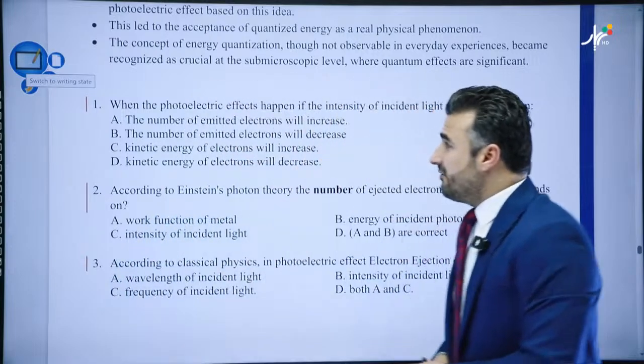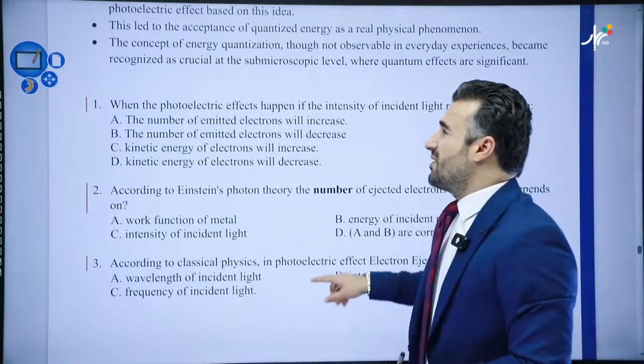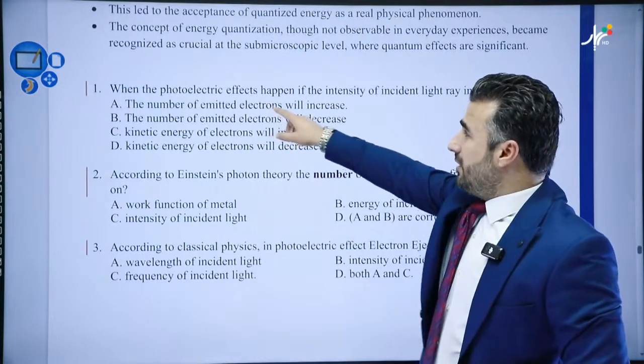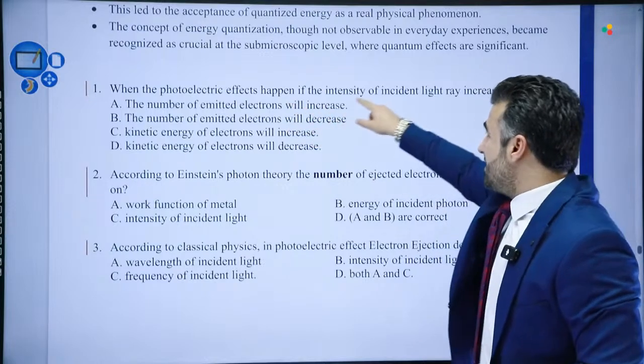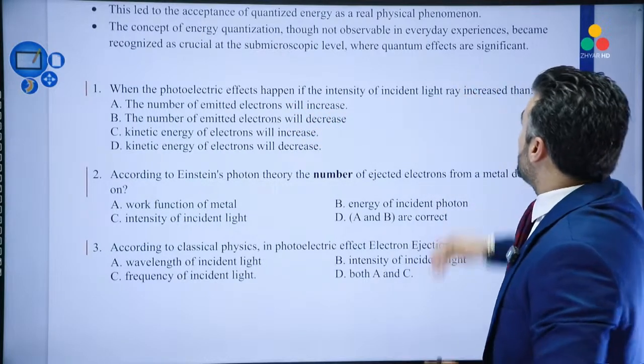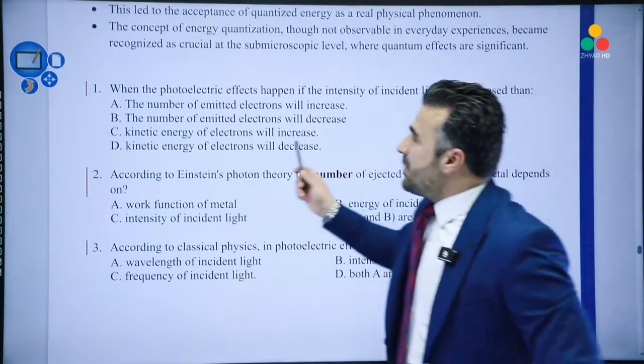Okay, now we have a few questions. Remember this. It says, when the photoelectric effect happens, if the intensity of the incident light ray increases, then what happens?